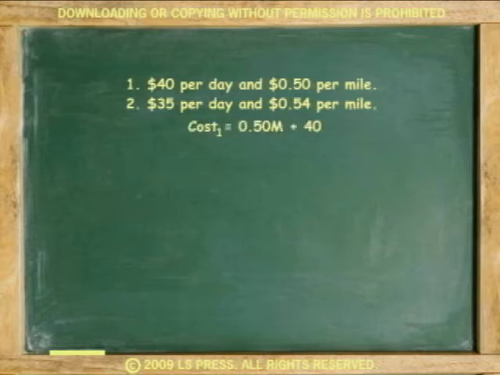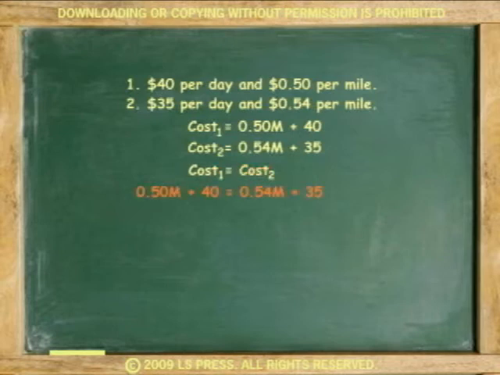Alternative 1, 50 cents per mile plus $40 per day. Cost equals 0.50m plus 40, where m is miles. Alternative 2, 54 cents per mile plus $35 per day. Cost equals 0.54m plus 35. Remember y equals y in section 5.2? In here, we make it cost equal cost. When costs are equal, what is the value of m?